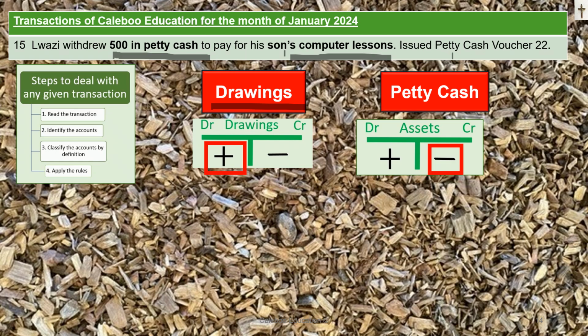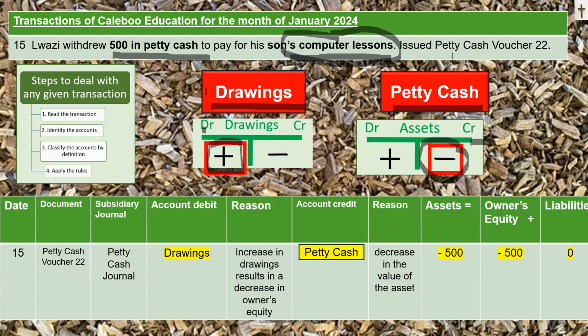If the owner takes anything for his or her personal use, we don't go and record what it was for. We record this under drawings. And where did the money come from? The petty cash that was on the premises. Debit drawings, increase in drawings, debit. The petty cash, which is an asset, the value of the asset decreased, credit. Count debit, drawings. Count credit, petty cash.